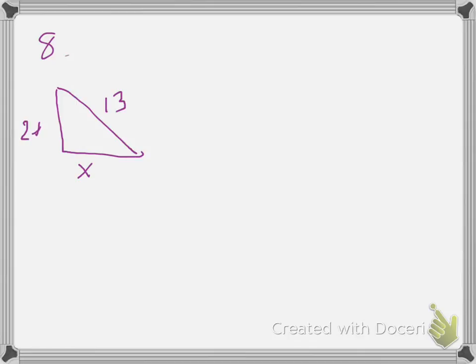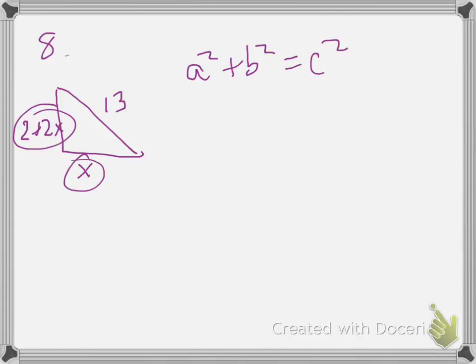Two feet more than twice the other. So that says 2 plus 2x. Then you can use the Pythagorean theorem. You know that a squared plus b squared should equal c squared. So I'm going to go ahead and put these in for my a's and b's. So I get (2 plus 2x) squared plus x squared equals 13 squared.